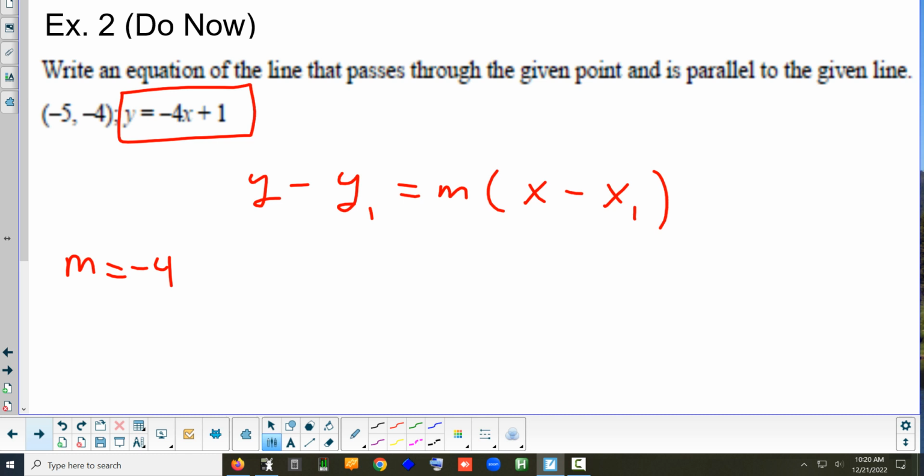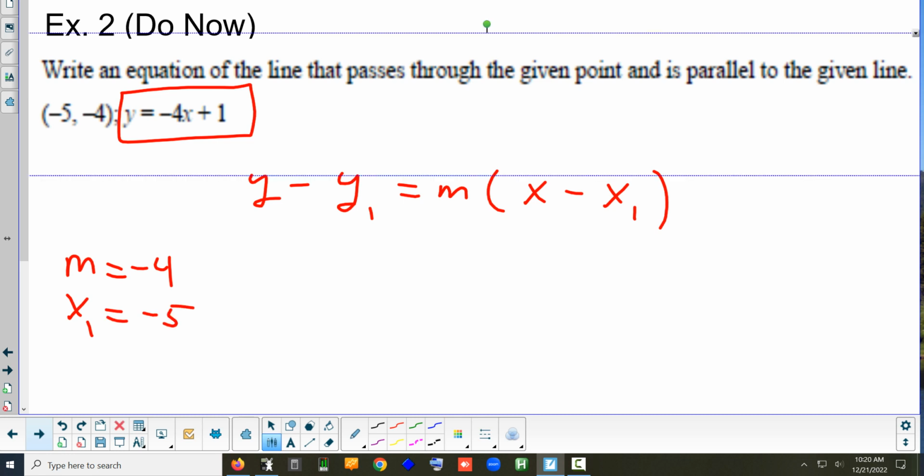What's the -5? X. X1. And what about the -4? Yep. Y1. So those are the three things that you need from what they give you: X1, Y1, and M.